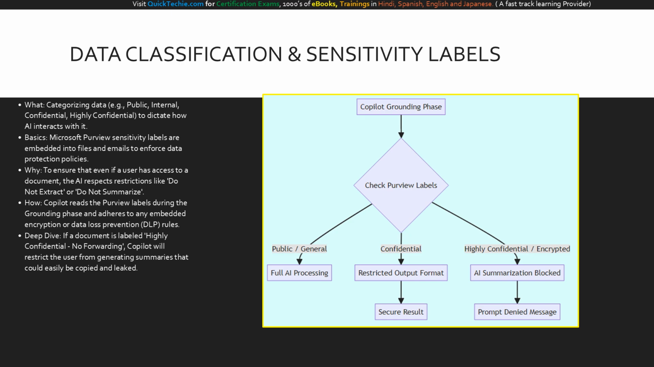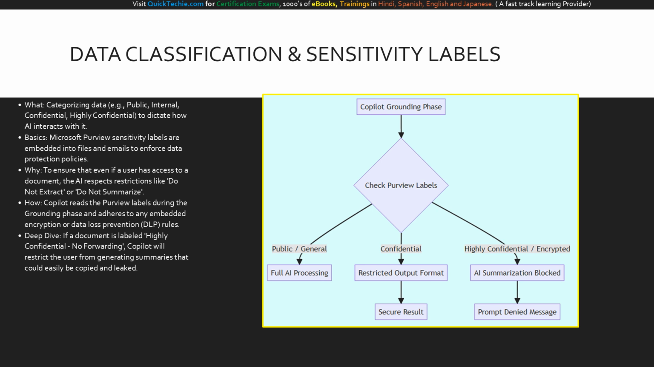How does this restrict your prompts? During the AI's data retrieval phase, it reads these labels. For our deep dive, imagine you have access to a highly confidential file that is encrypted with a strict do not forward policy. If you ask Copilot to summarize that file into a public email draft, data protection rules kick in and restrict the prompt result, preventing a potential data leak.